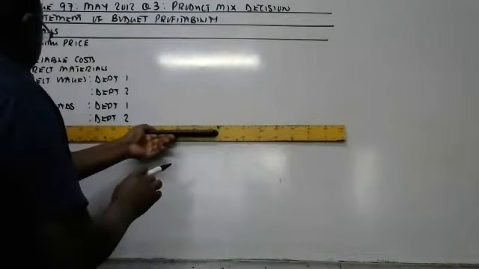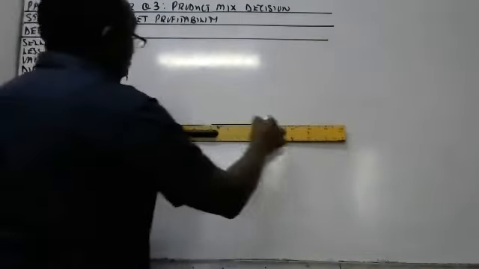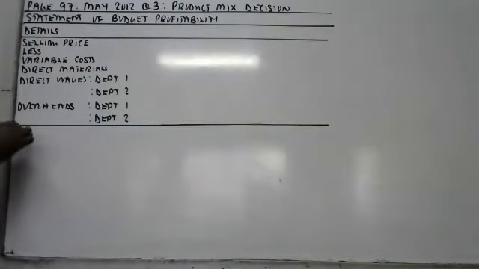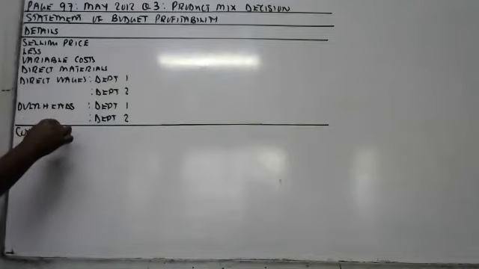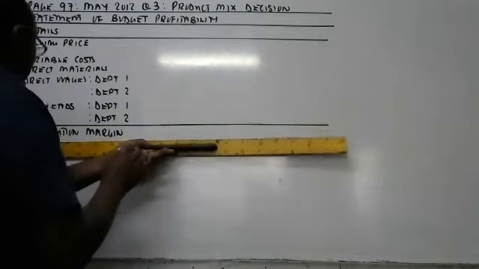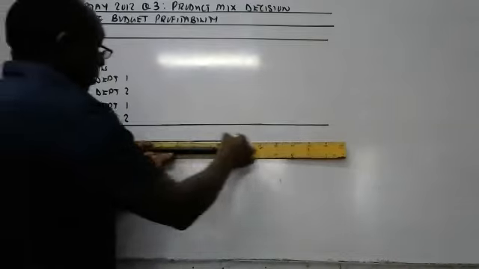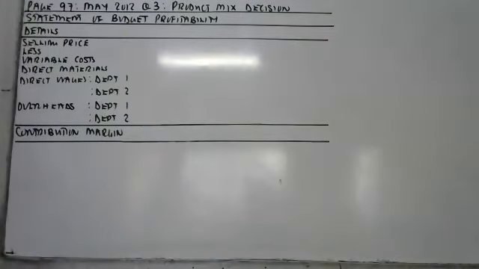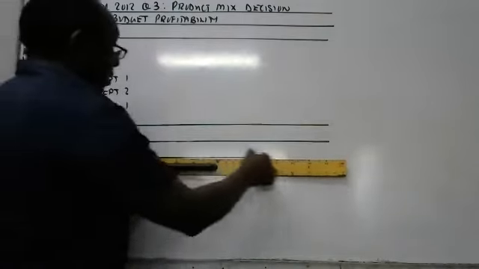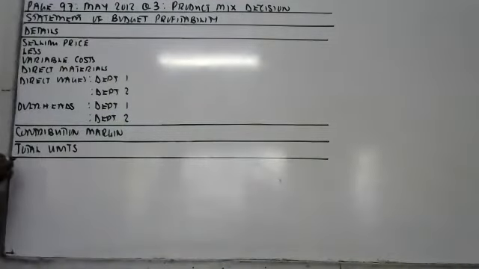So when we do that, we will get a figure called contribution margin. Contribution margin. When we get the contribution margin, we shall bring total units. Then we shall bring total contribution.